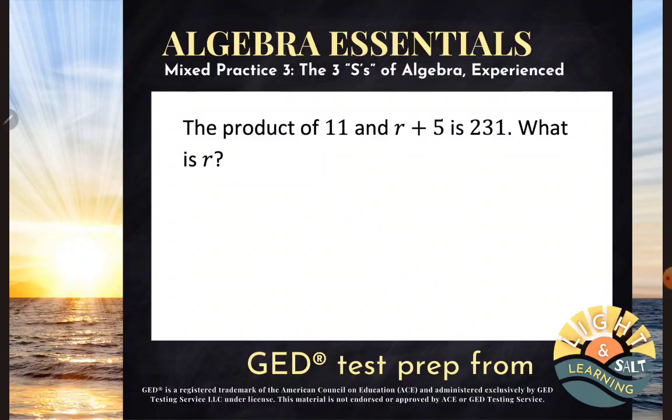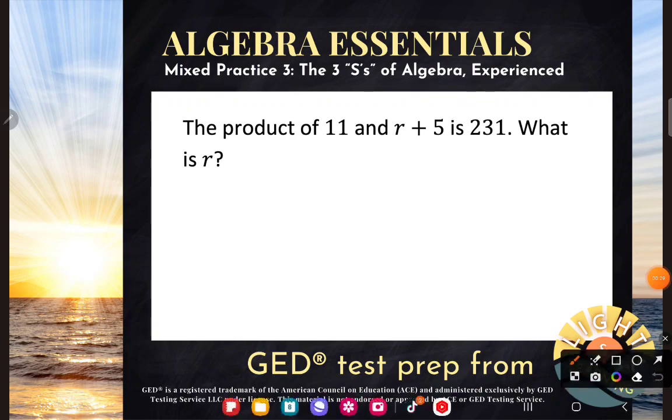Let's take a look. It says the product of 11 and r plus 5 is 231. What is r? So it looks like only one question. What is r? Why do I say it's comboing two skills? Well, before I can solve for r, that's not written in the language of algebra, okay? We have it written in English and a little trickier here. So I'm just going to translate it first into the language of algebra in order to be able to solve for r.